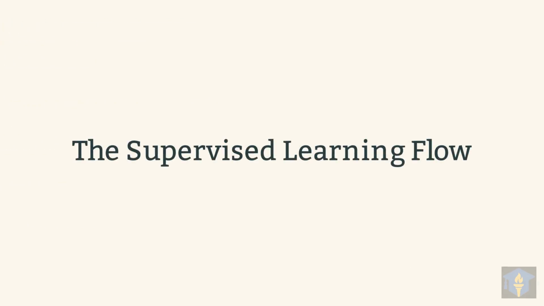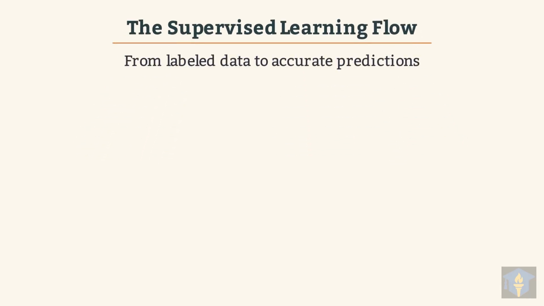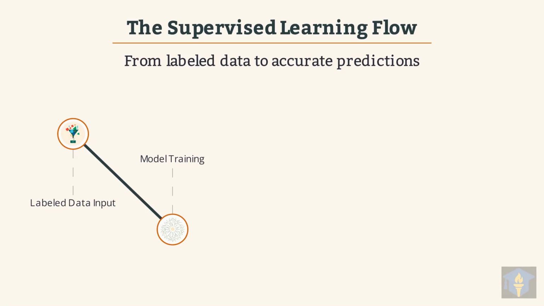Now, let's walk through the typical flow of a supervised learning process step by step. We'll see how it moves from initial labeled data all the way to generating accurate and reliable predictions. It all begins with labeled data input, where each example has a known correct answer. Next, the machine learning model undergoes training, learning patterns from this labeled dataset.